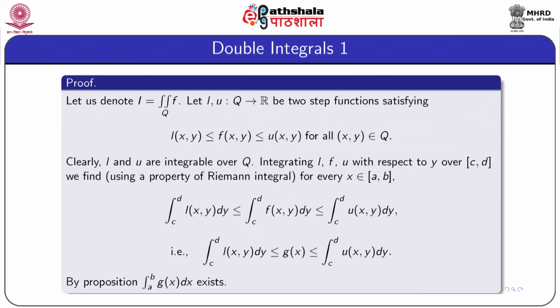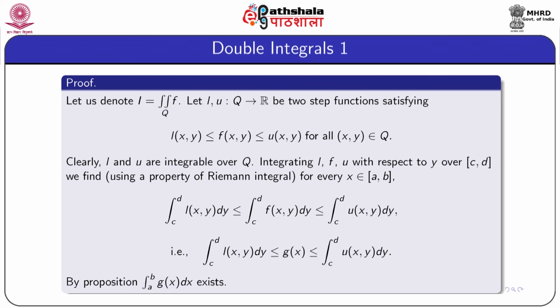Proof. Let us denote I equal to integral of f over Q. Let L and u from Q to R be two step functions satisfying L(x,y) less or equal to f(x,y) less or equal to u(x,y) for every (x,y) in Q. One can easily understand that L stands for lower and u stands for upper. Clearly, L and u are integrable over Q.